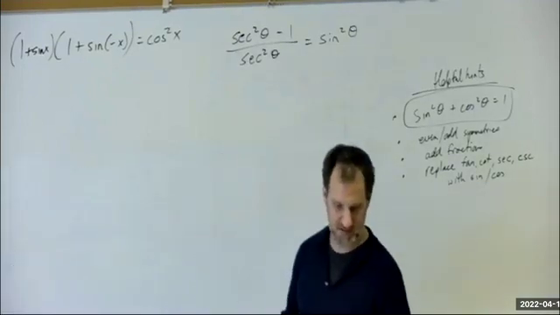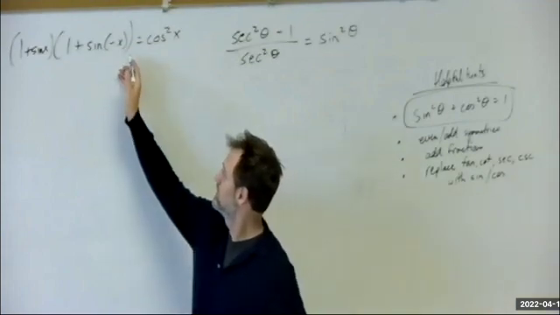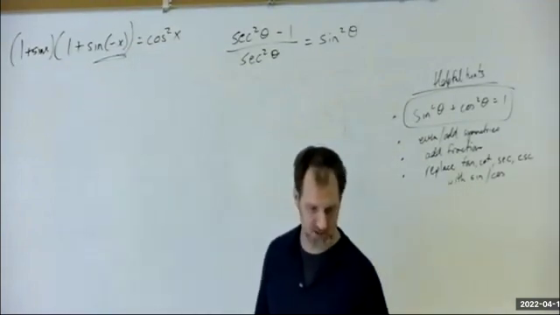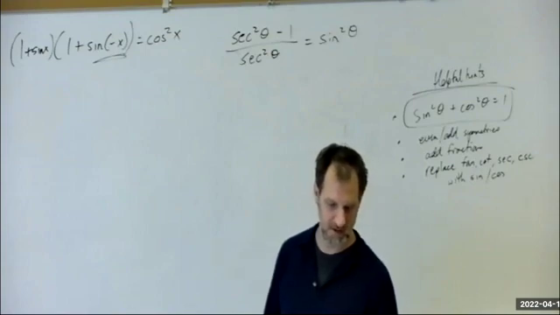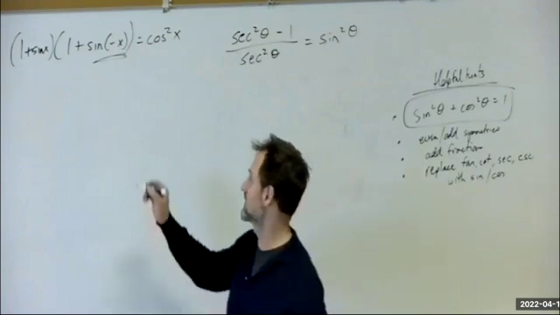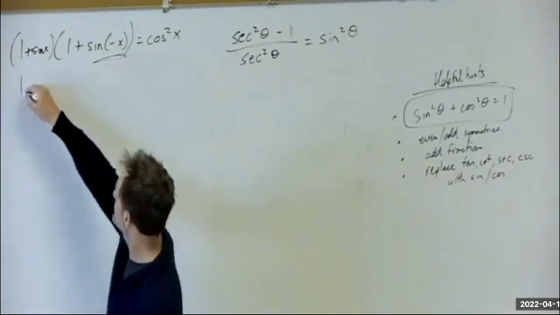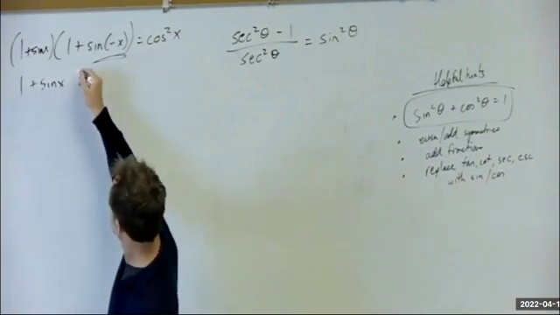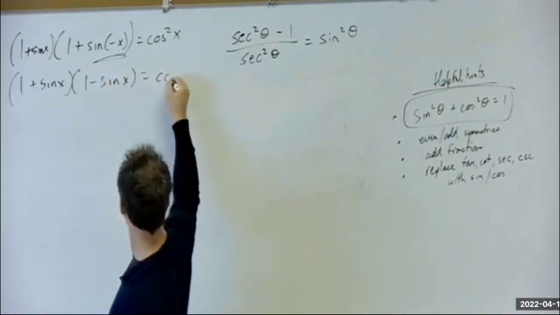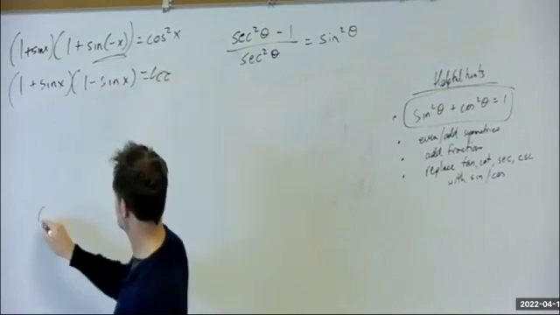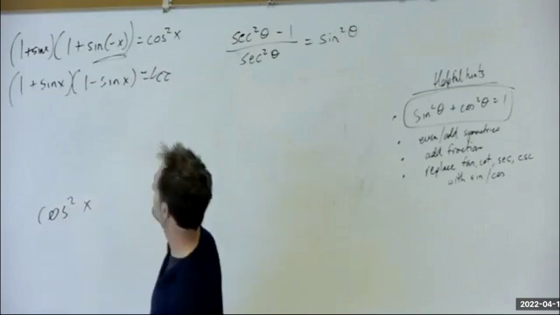So what's the first thing you probably do on this one? Deal with this odd situation. What's sine negative x? Negative sine x. So that negative can pop out. So we got 1 plus sine x times 1 minus sine x equals cosine x. Bring my cosine squared down here. All right.